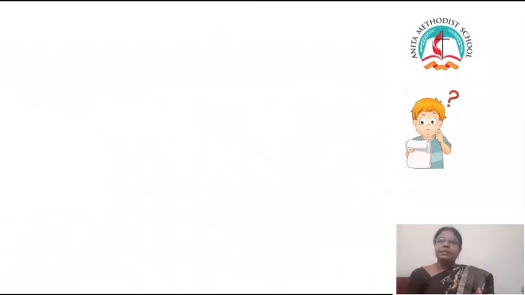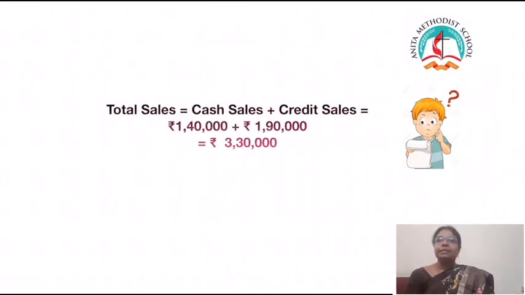Now we will calculate total sales. So total sales is equal to cash sales plus credit sales. Cash sales is given in the problem as 1,40,000 plus credit sales 1,90,000. So the total sales comes to rupees 3,30,000.